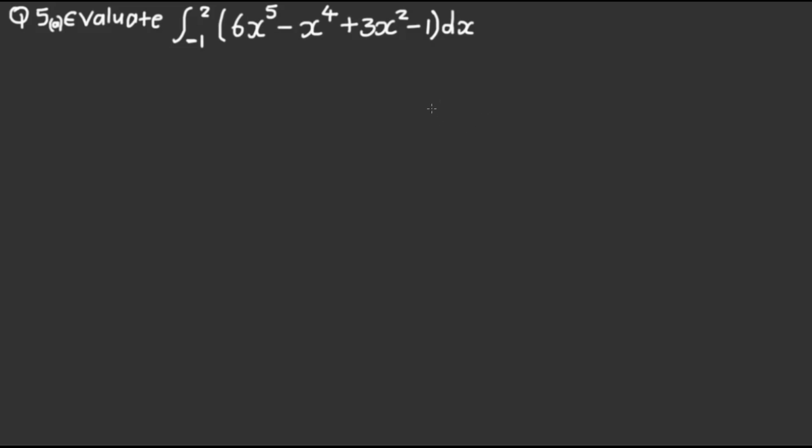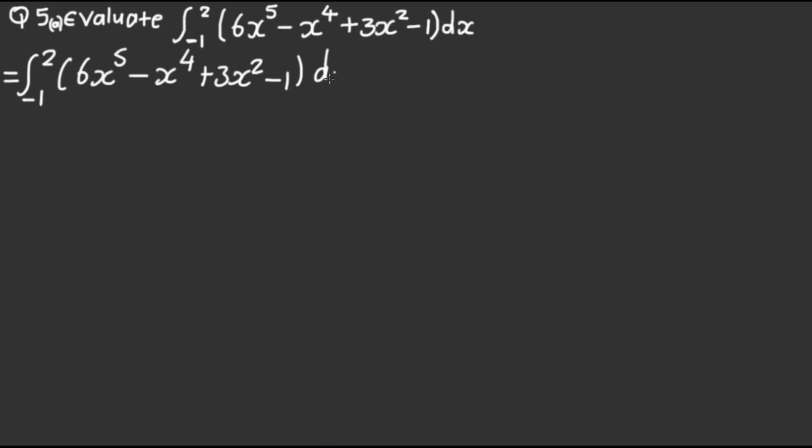Welcome guys. In this video we are going to look at question 5 from mathematics paper 2 for the 2024 GCE. So we can see we have question 5a where we are told to evaluate. So we have the integral sign from -1 to 2, 6 times x raised to the power 5 minus x raised to the power 4 plus 3 times x raised to the power 2 minus 1 dx.